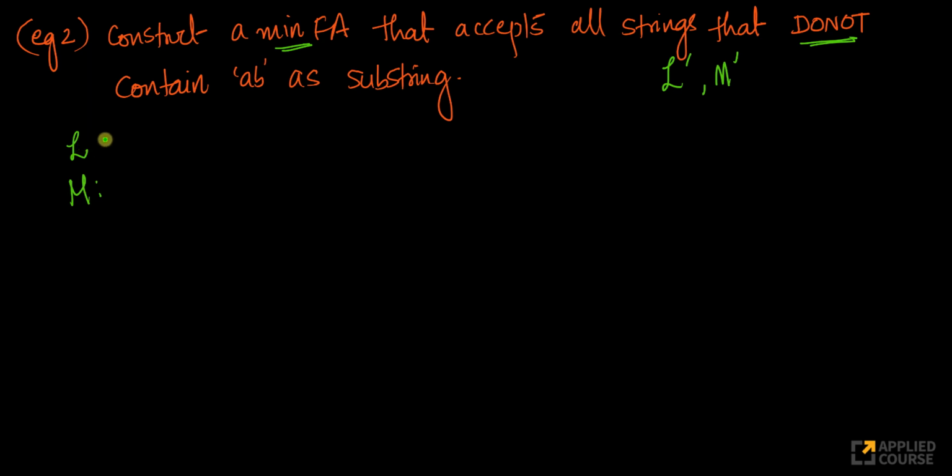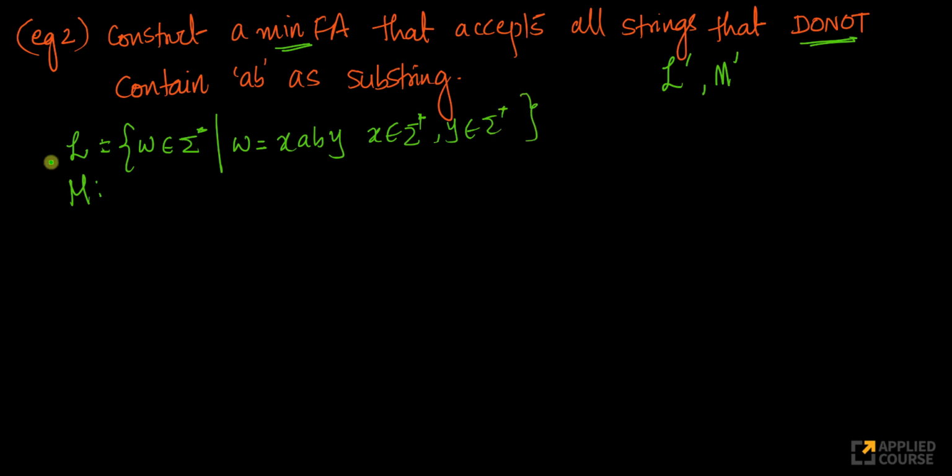Now what is L? Let's write down what is L. L is the set of all the words W such that W belongs to sigma star and W equals X A B Y, it contains AB as a substring. Here X belongs to sigma star and Y belongs to sigma star. This is the definition of L.